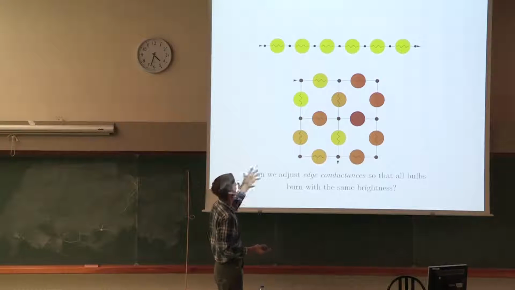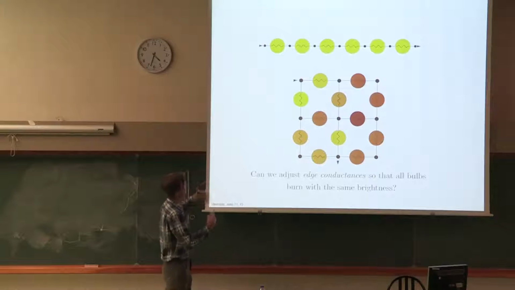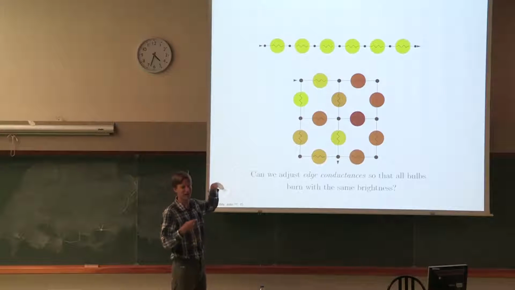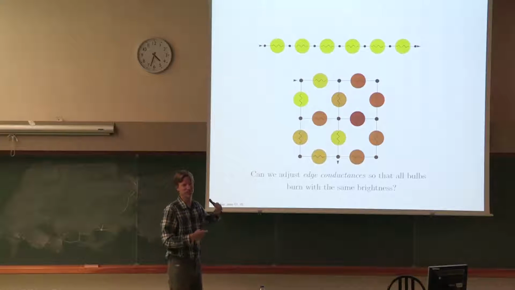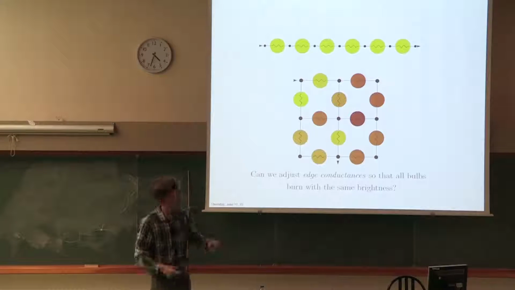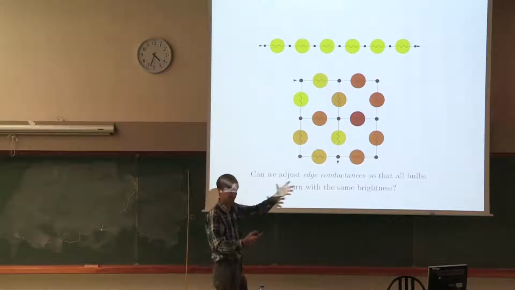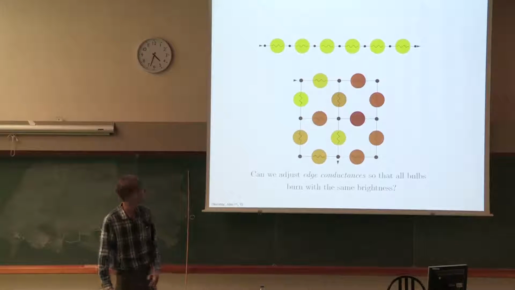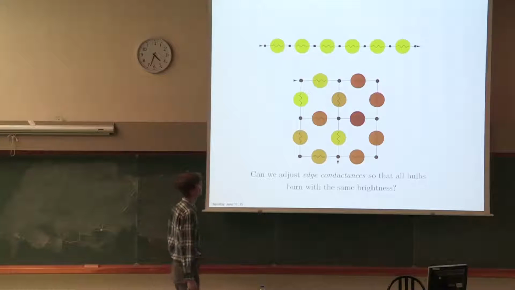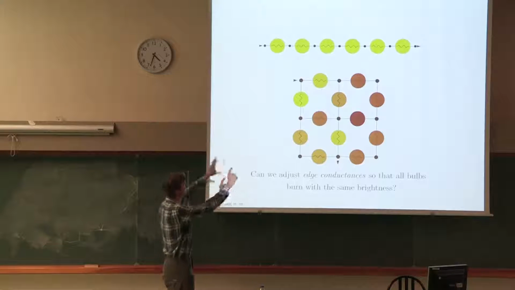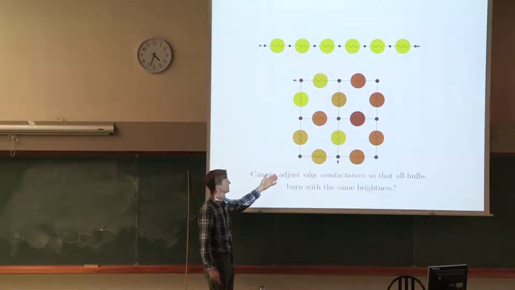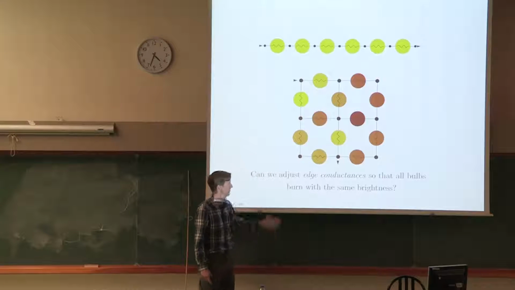So the goal is, given a graph, can we design a set of conductances so that all the light bulbs or all the heaters have the same amount of energy flow? They'll be glowing at the same rate, or maybe you think of it as a computer screen or something. I don't know. So that's the problem. Can we adjust the conductances on the edges for the light bulbs so that the bulbs glow with the same brightness?